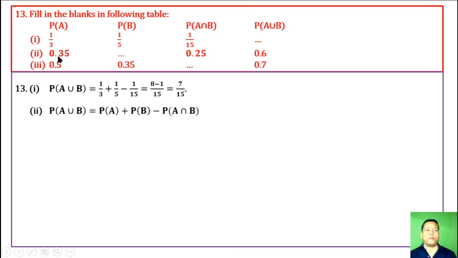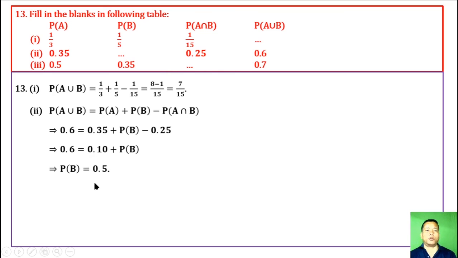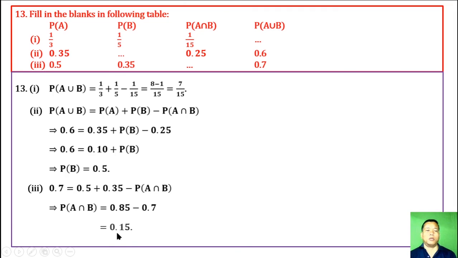For B, P of A is given, P of A intersection B is given, P of A union B is given. For P of B, we have to use this formula, put their values and solve P of B, getting 0.5. We have to fill up for Roman number 2, 0.5. Roman number 3, 3 values are given, 1 is left out. Using appropriate formula, we have to solve P of A intersection B, giving 0.15. We have to fill up this value 0.15.